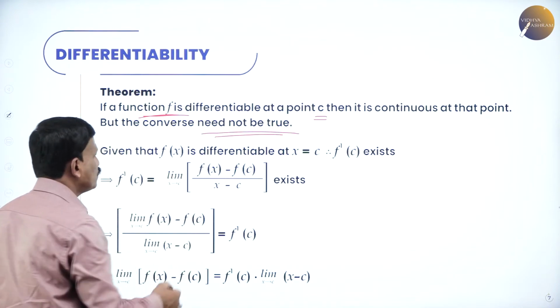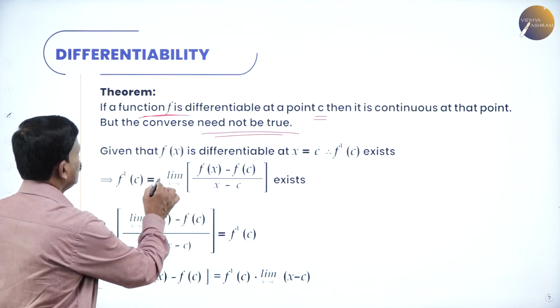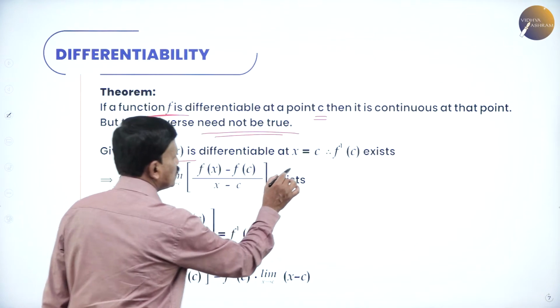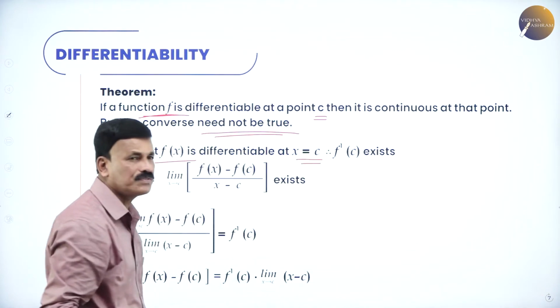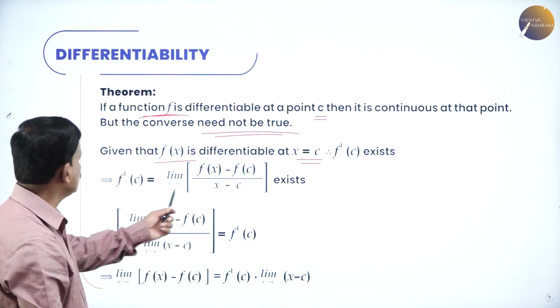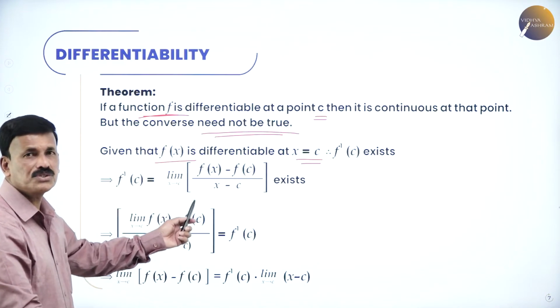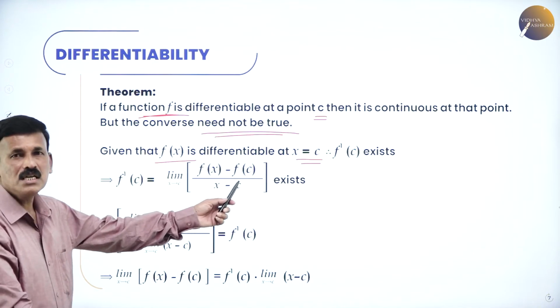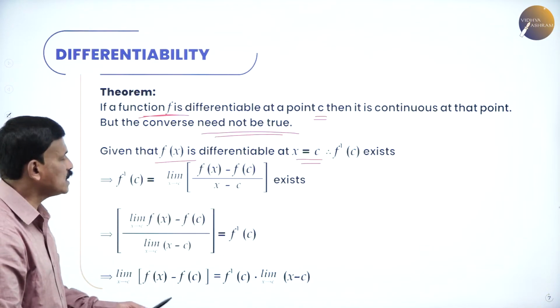So, let us consider f of x is a function, given that f of x is differentiable at x is equal to c, that means f dash of c exists. What is f dash of c in terms of limit? F dash of c can be written as limit x tends to c of f of x minus f of c divided by x minus c exists.